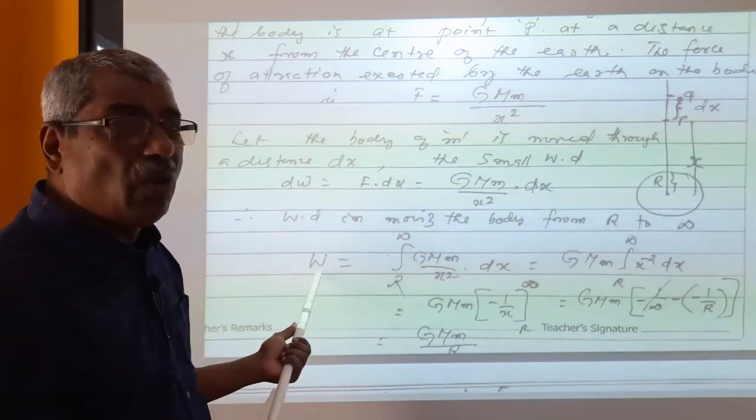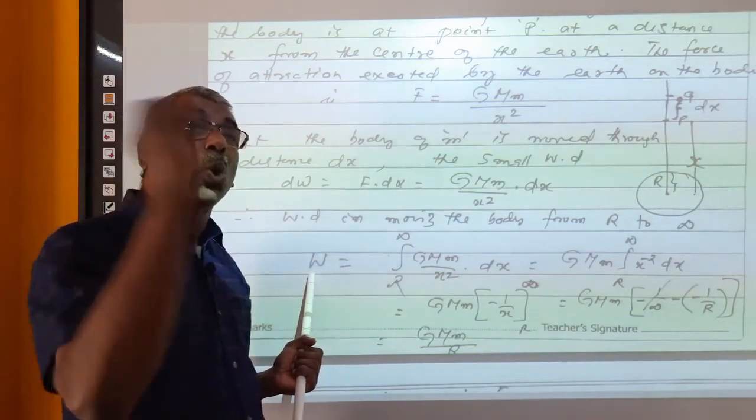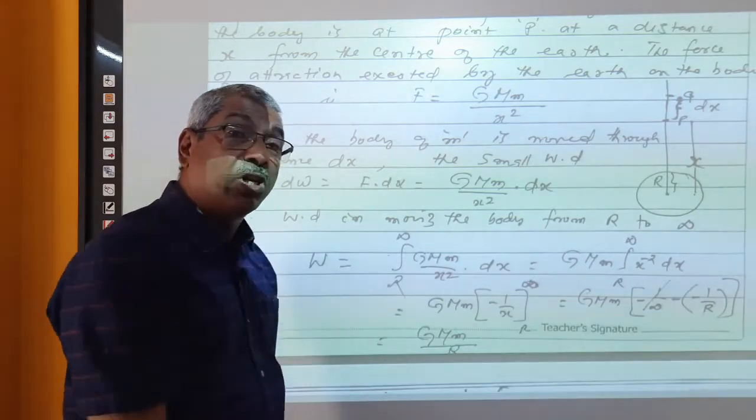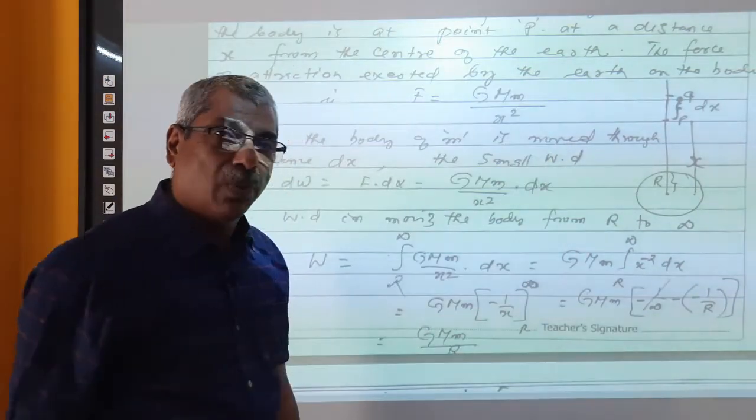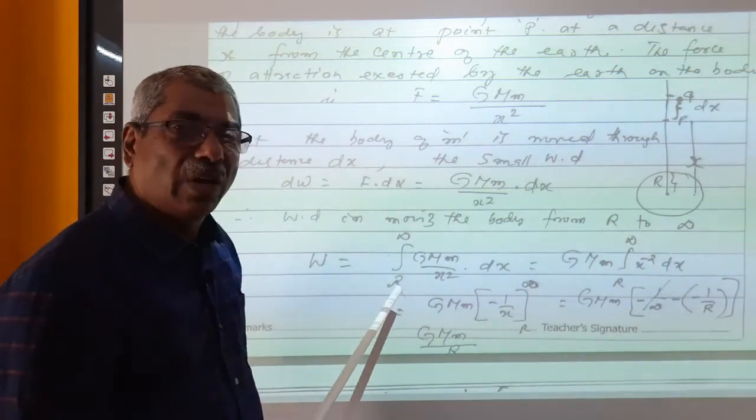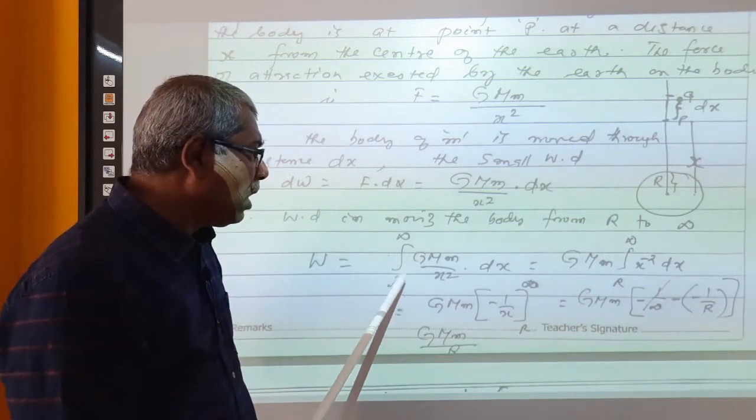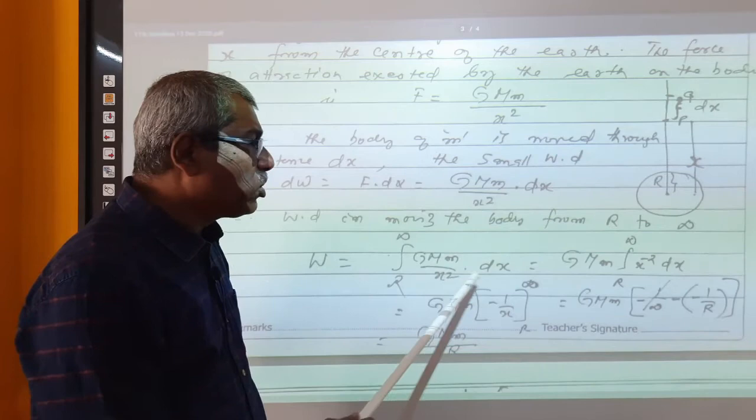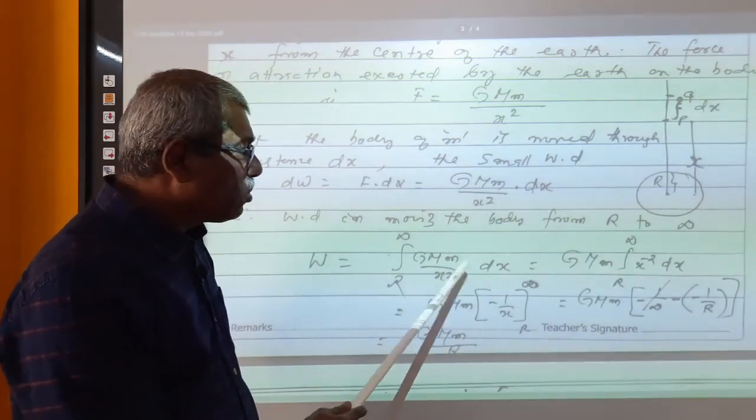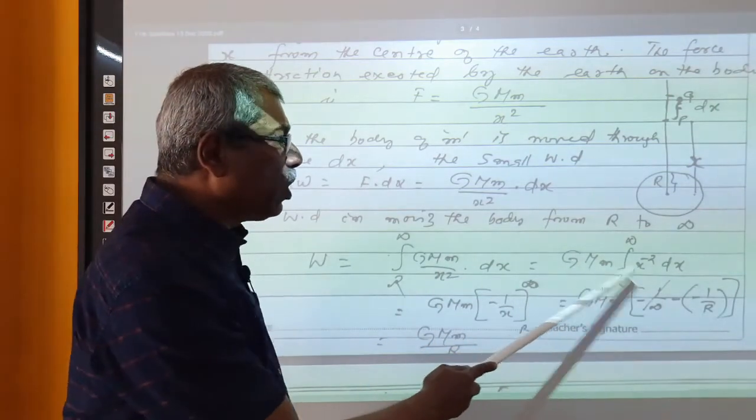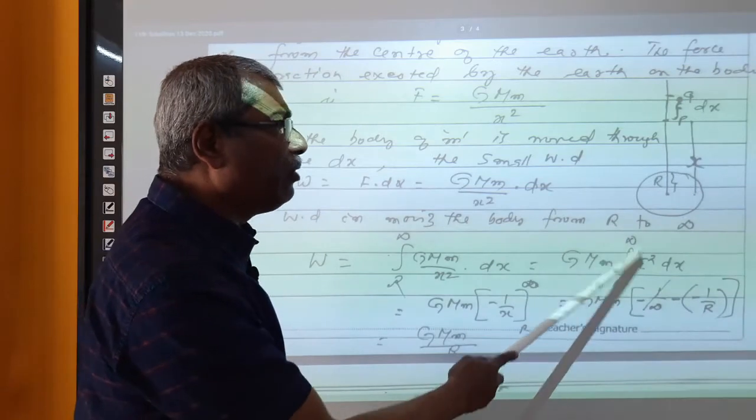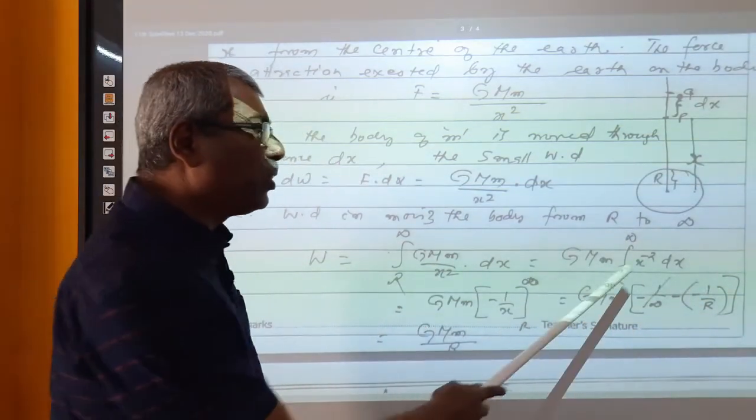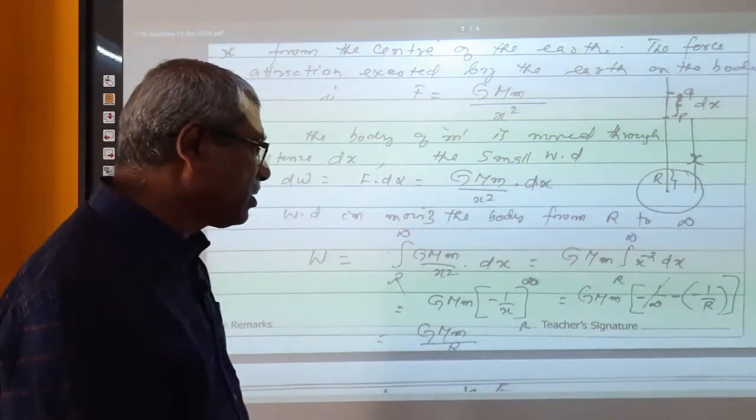Therefore, the total work done in shifting the body or throwing the body from the surface of the earth to an infinite point, and infinite point means out of the gravitational pull of the earth, is given by the integral from r to infinity of G M m divided by x square dx. So constants are taken outside: G M m into the integral from r to infinity of x raised to minus 2 dx. Why? Because 1 by x square is equal to x raised to minus 2.